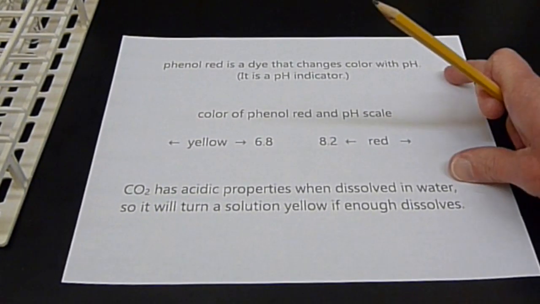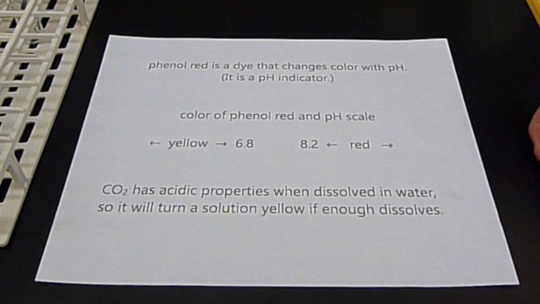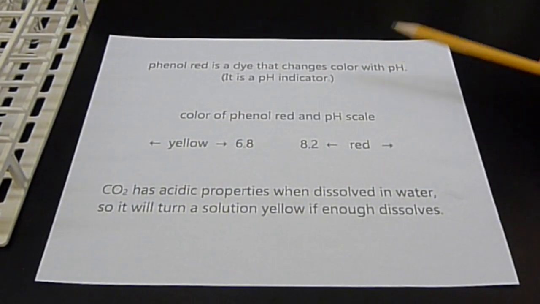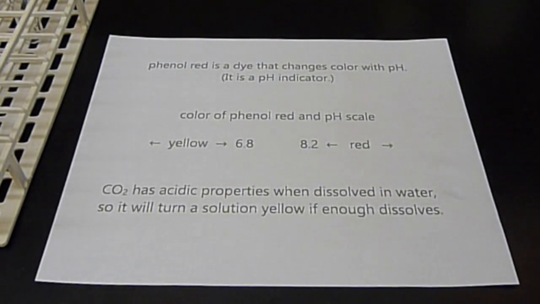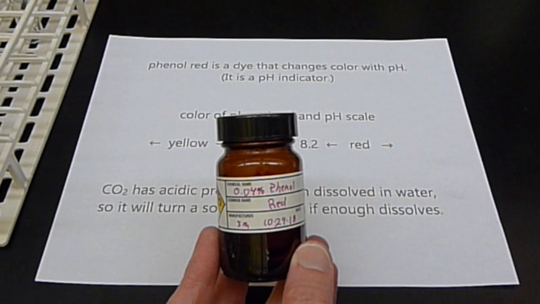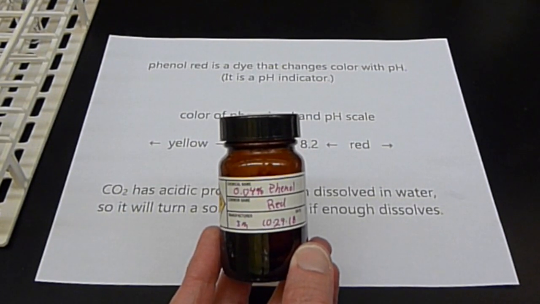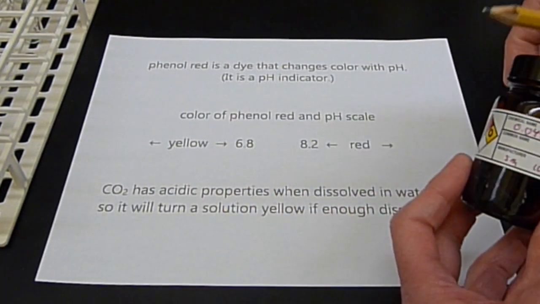Carbon dioxide really does have acidic properties when dissolved in water. It will decrease pH if you dissolve some in water. And we're going to be using what's called an acid-base indicator to monitor that. I have here a dye called phenol red. It's a dye that changes color. Because it changes color with pH, it's called an acid-base indicator.